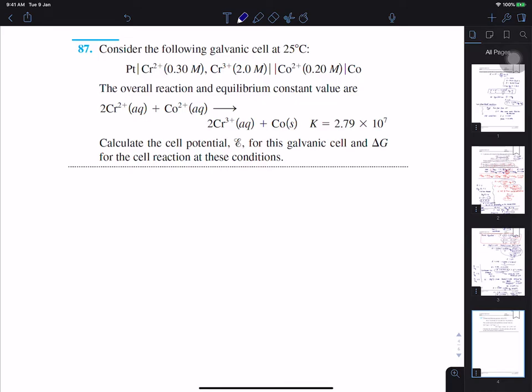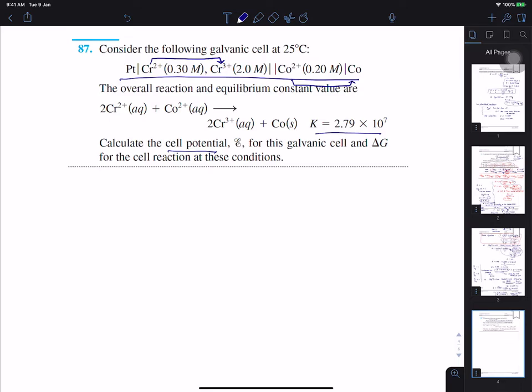Consider the following galvanic cell at 25 degrees Celsius. So you are given the cell notation. Obviously, chromium 2 plus is oxidized to chromium 3 plus, while cobalt 2 plus is reduced to cobalt. And the overall reaction and equilibrium constant value are given. So that makes our life easier because the K value is already given with 10 to the 7th. We are asked to calculate the cell potential for this galvanic cell and the delta G for the cell reaction at these conditions.